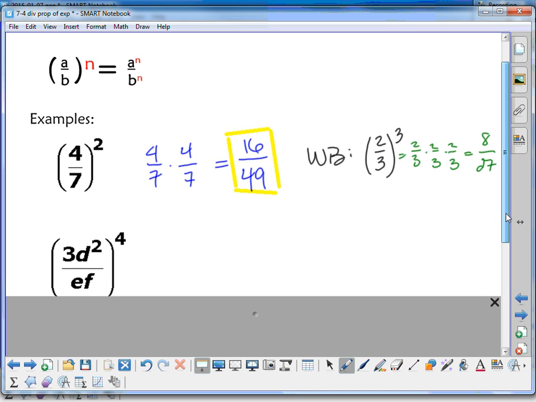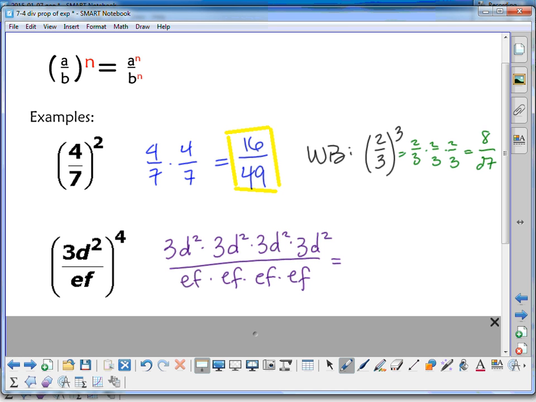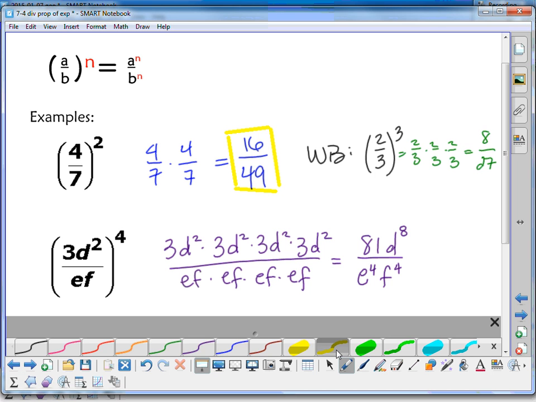All right, so now for this one, it's raised to the fourth power. So that means I've got 3d squared four times on top, and I have EF four times on the bottom. So 3 times 3 times 3 times 3 is... Anybody out there knows? Okay, there we go, 81. And then I have 2, 4, 6, 8 D's, so D to the 8th. And on the bottom I have 4 E's and 4 F's. Are there any bases the same on the top and the bottom? No. So there's nothing that'll cancel out, and at that point you're done.